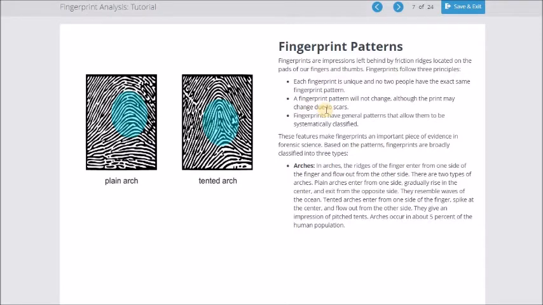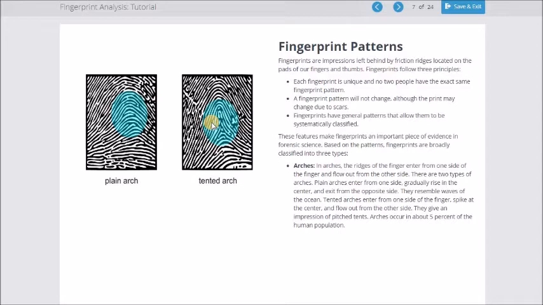So you know that everybody has a unique fingerprint. I think even twins have a unique fingerprint. I'm not sure about it. Somebody should find that out for me. But fingerprints are impressions left behind by the friction edges located on the pads of our fingers and thumbs. Fingerprints follow three principles. Each one is unique and no two people have the exact same fingerprint pattern. Fingerprint pattern will not change, so you have the same pattern now as you did when you were a baby. It can get changed if you get a scar across there, but then that's going to stay the same too, right? Fingerprints have general patterns that we can then systematically classify.